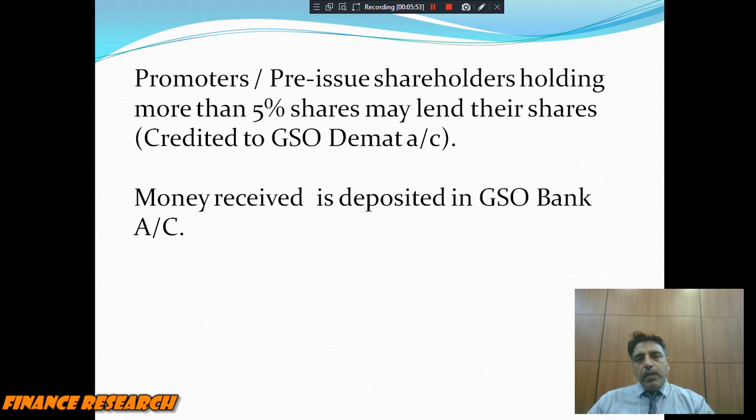This GSO bank account is actually the escrow account, because this is the intermediary account between the party, which is a company, and the stakeholders, and those are the retail investors.